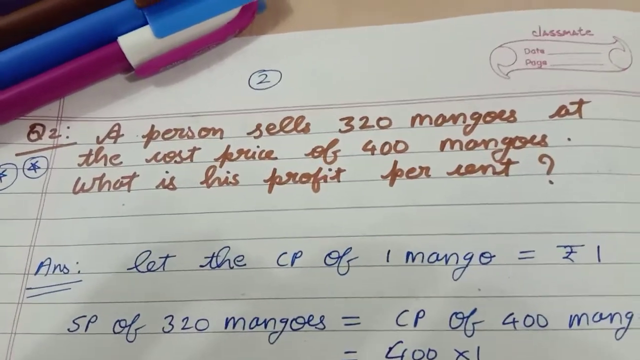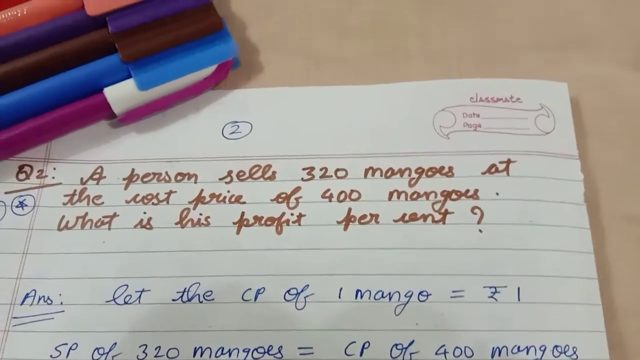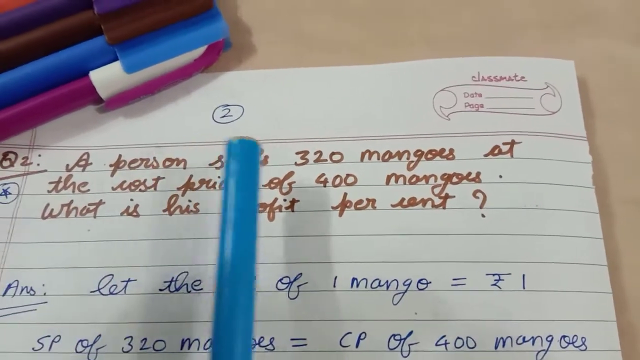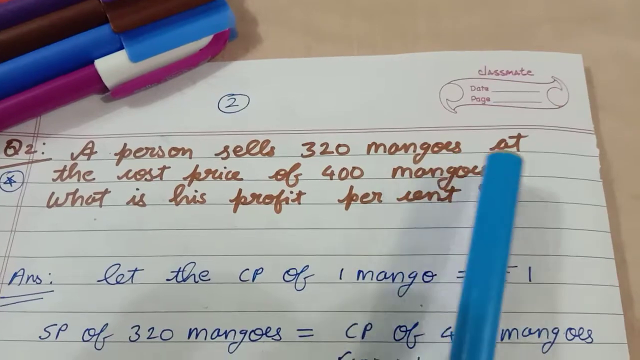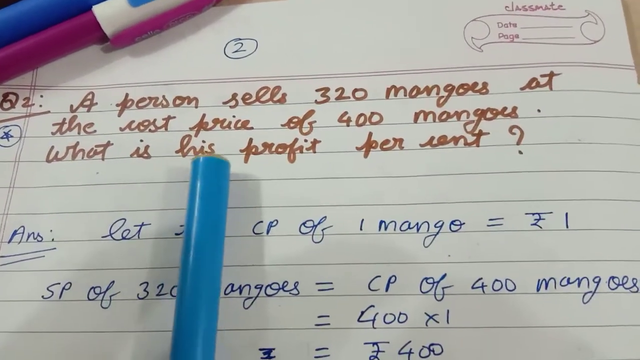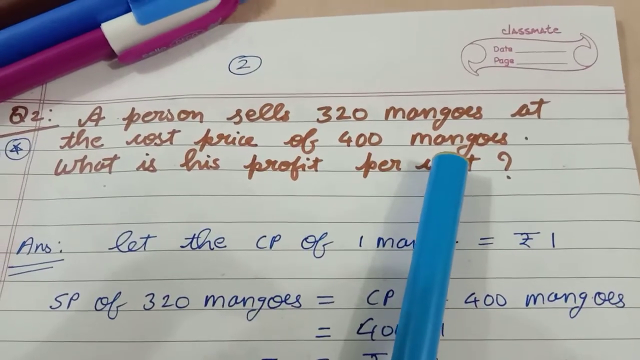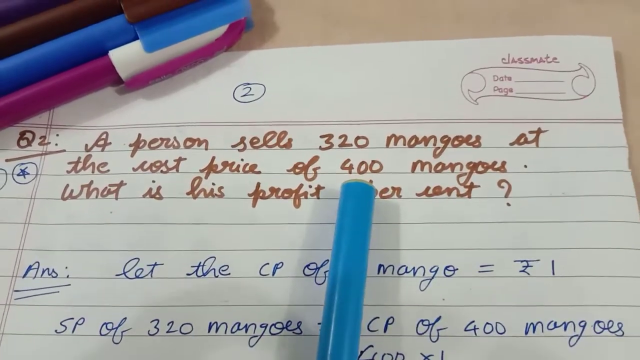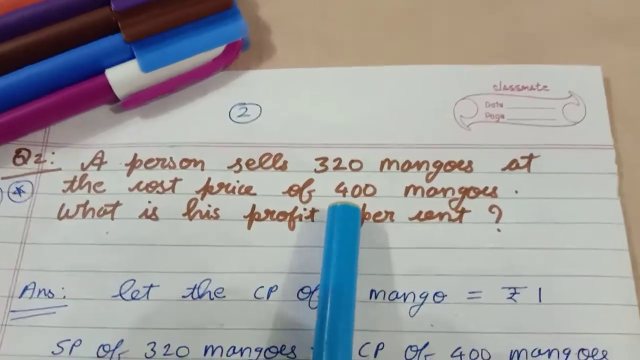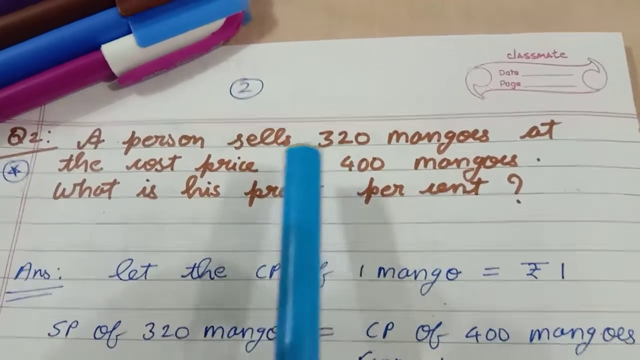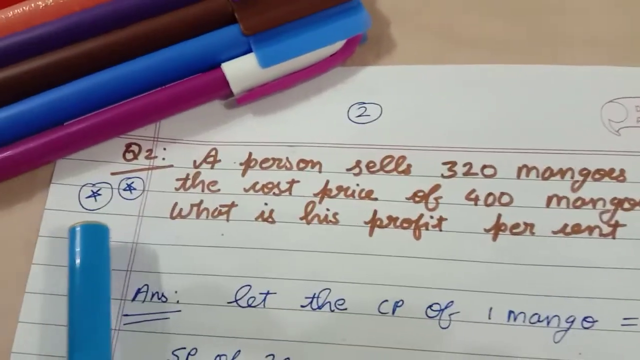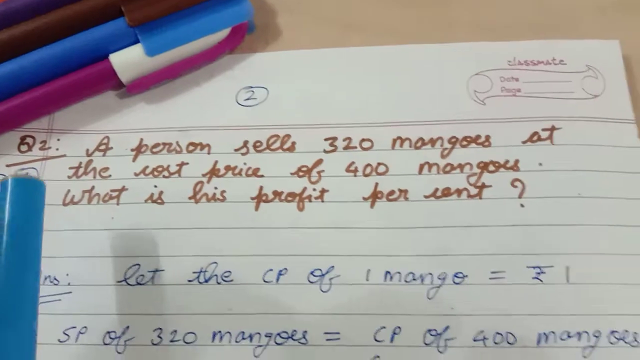Let's continue with the second question. A person sells 320 mangoes at the cost price of 400 mangoes. See, it's not rupees 400, students, my dear friends, just focus. I made 2 stars over here, a very important problem.